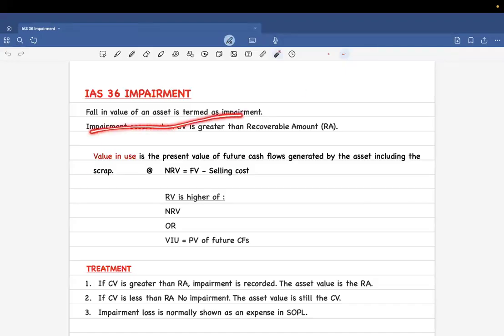A fallen value of an asset is termed as impairment. So IAS 36 deals with what would happen if your asset's value falls down. Basically, it is simply a fallen value of your asset. So how does an impairment occur? Impairment occurs when whatever net book value you have shown in your books is not recoverable from the same asset if you're going to sell it off. So that means the value of the asset has decreased.